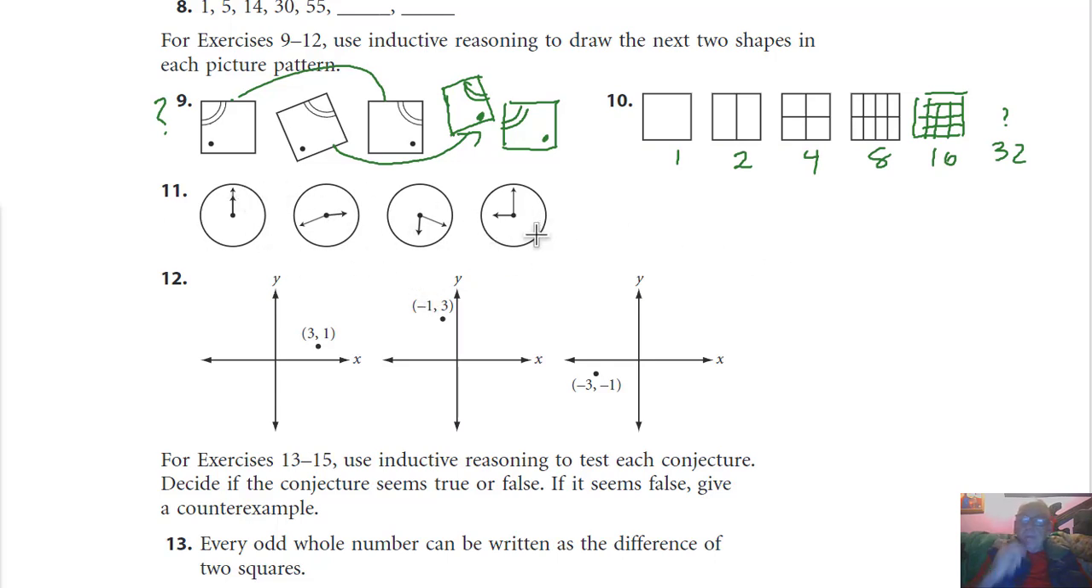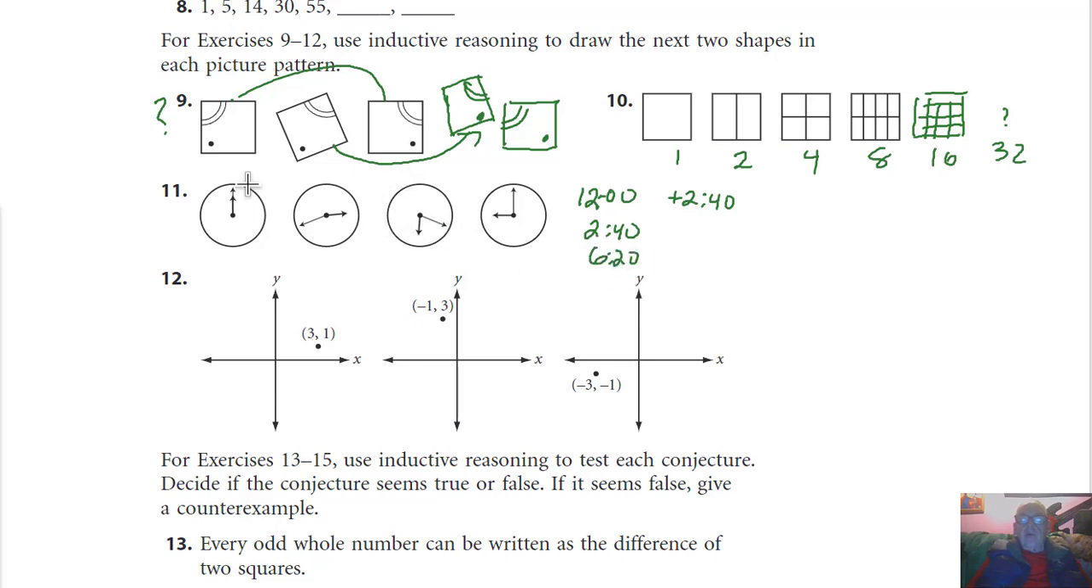Number 11 is sort of a clock arithmetic thing. It kind of threw me at first, but look at it this way. We're starting at 12 o'clock. Then this looks like it's 2:40. So from 12 o'clock to 2:40, we're going to add 2 hours and 40 minutes. So we get to 2:40. Then we're going to 6:20.